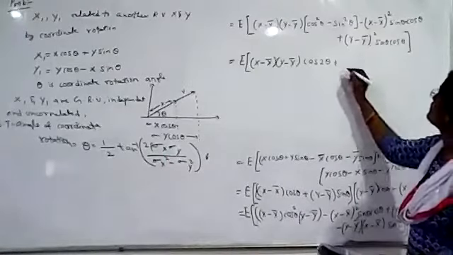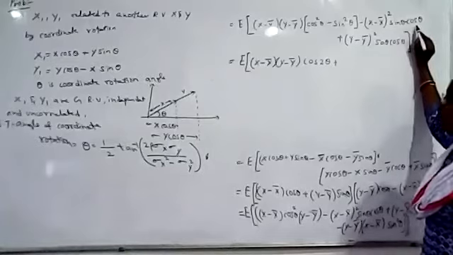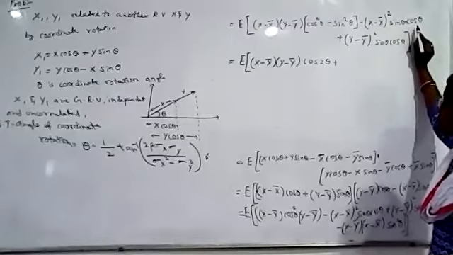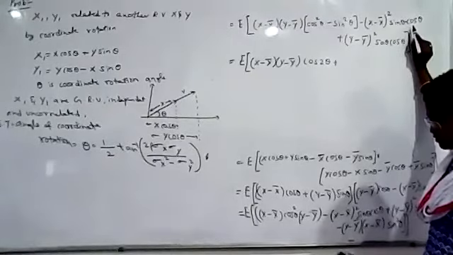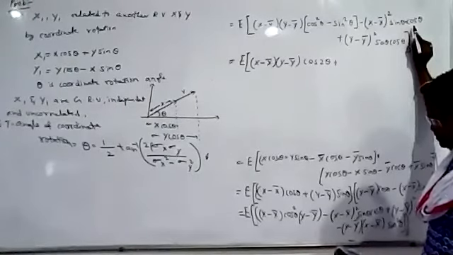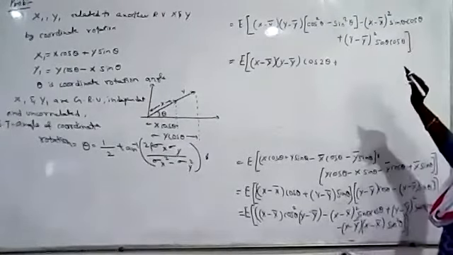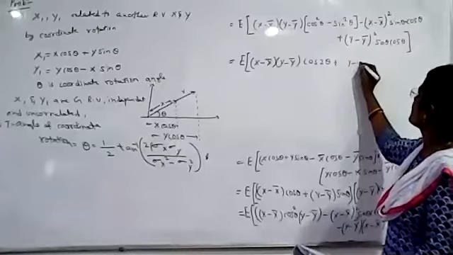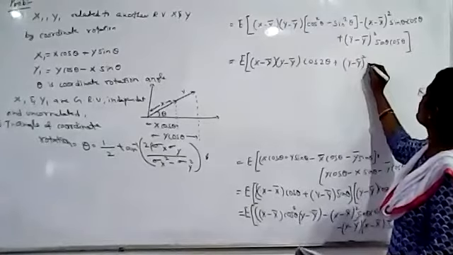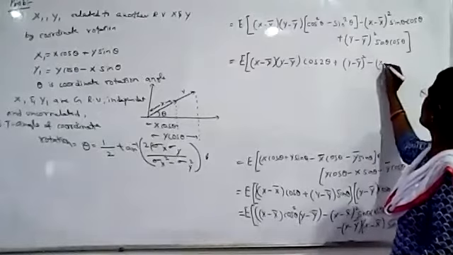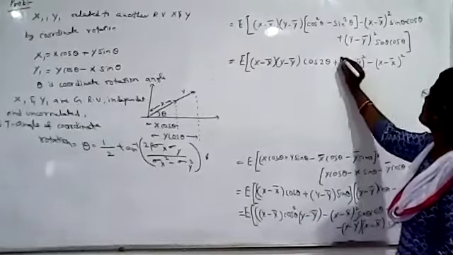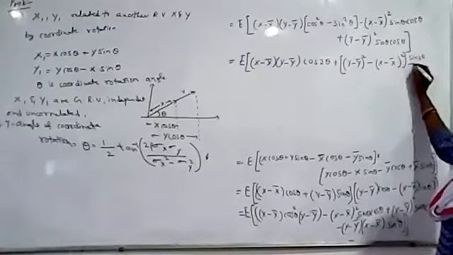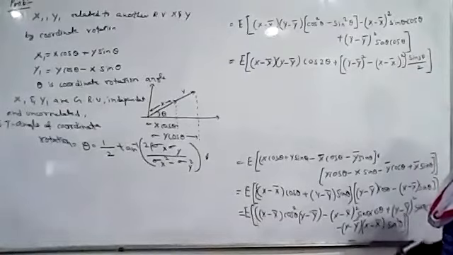plus see here sin theta cos theta. What is sin theta cos theta? Sin theta into cos theta is equal to sin 2 theta by 2. So here we write it as y minus y bar square minus, here you see minus sign, x minus x bar square. For this, what is the multiplication factor? Sin 2 theta by 2.